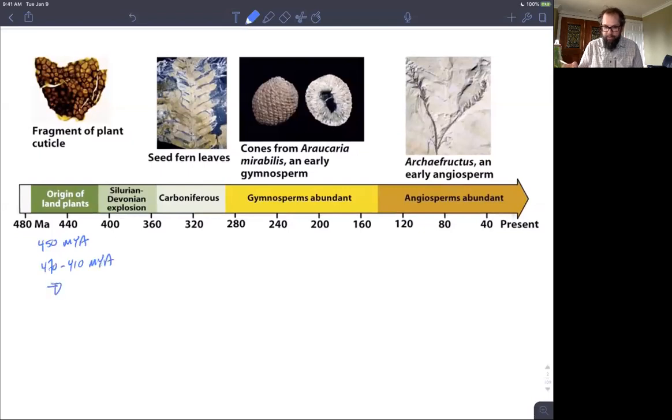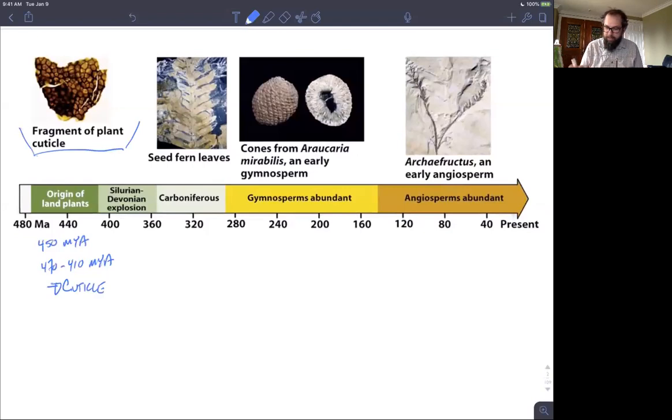Our first evidence of land plants here is actually from a couple of different fossils. The first of those that are shown here is the cuticle. And I'm going to go through what the cuticle is, because this is a really important innovation that allowed for the transition to land. A cuticle is a waxy layer on the outside of the land plant body, outside of their leaves and stems, that prevents water loss. And so here's a fossil fragment of a cuticle from 450 million years ago.